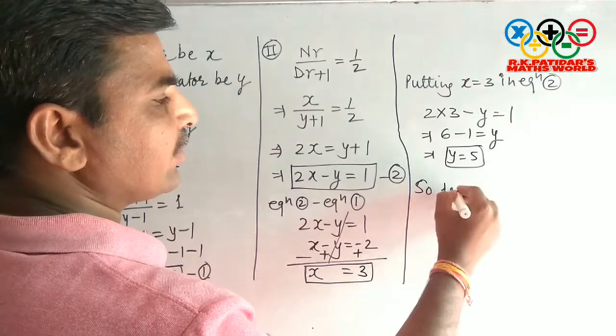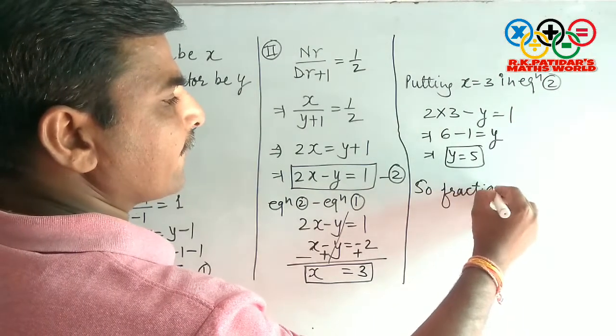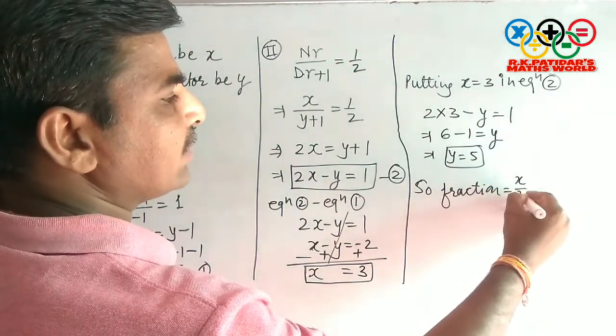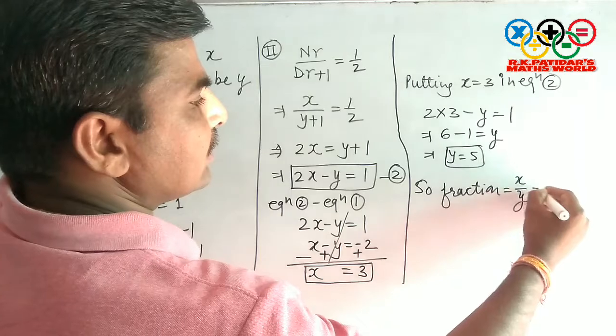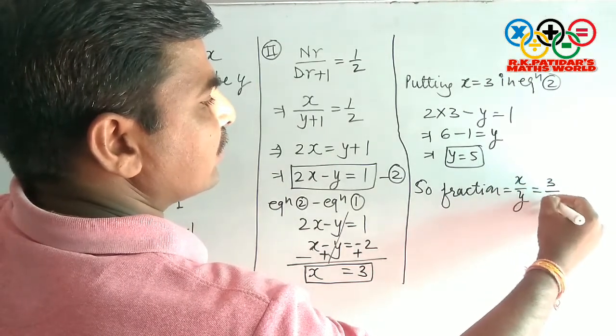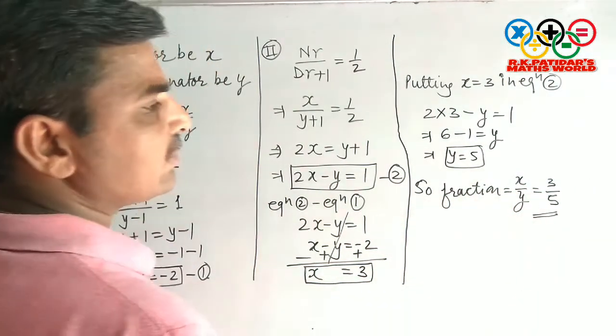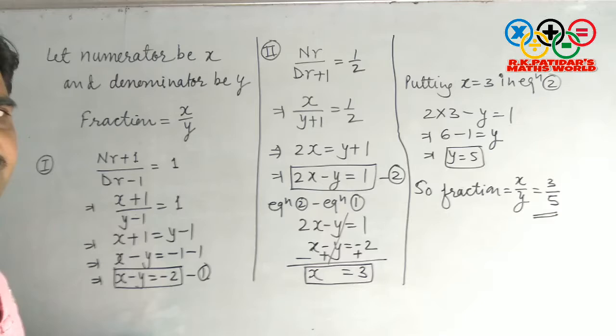So the fraction will be x upon y. So x is 3 and y is 5. So this will be our required fraction.